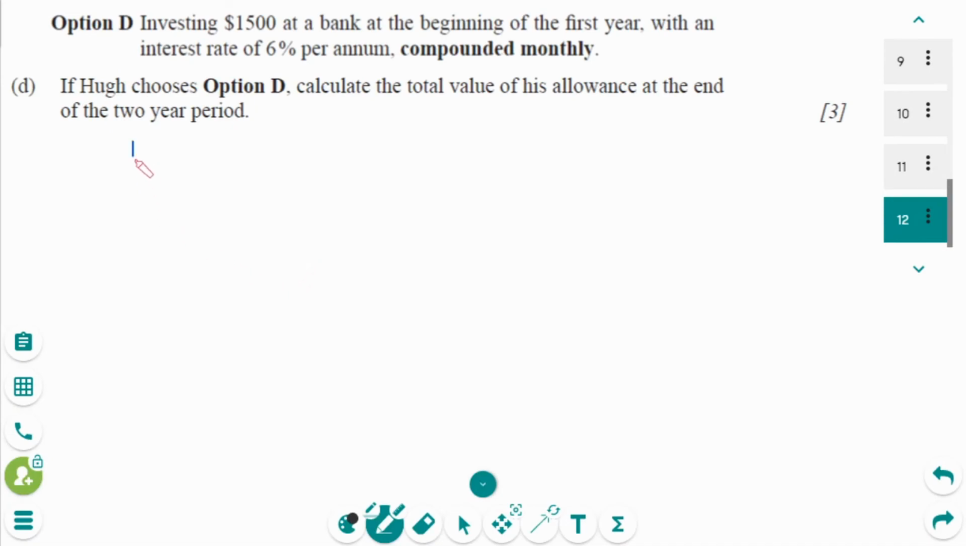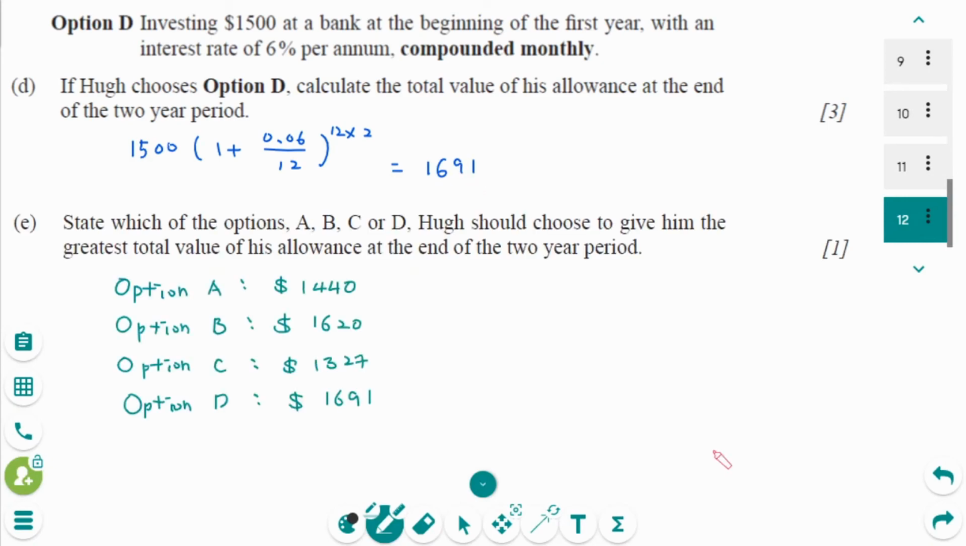Then number D, 1500 times 1 plus 0.06 over 12 to the power of 12 times 2. The answer is 1691. And number E answer is option D.